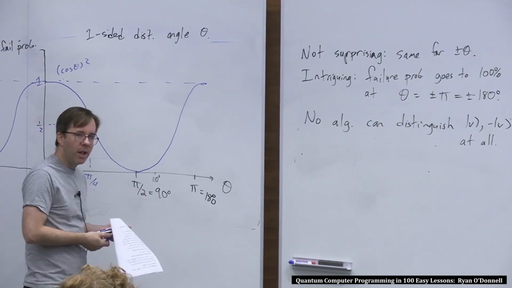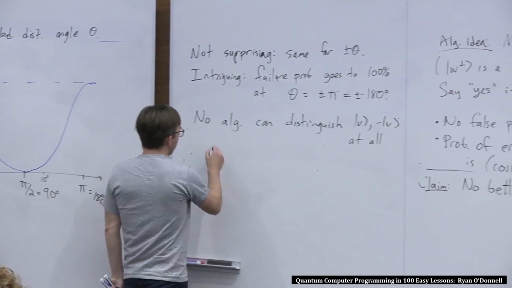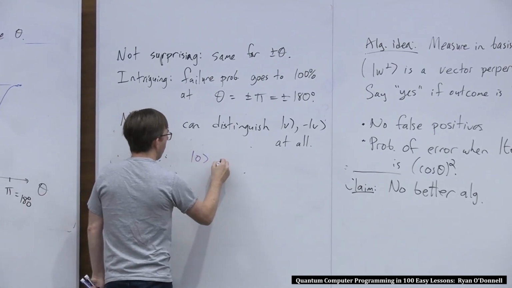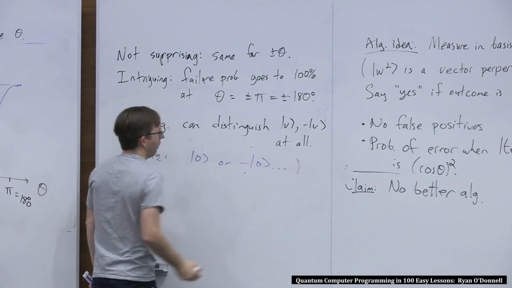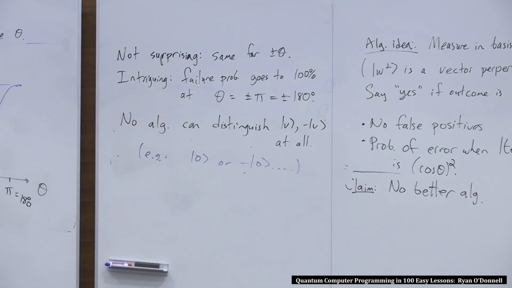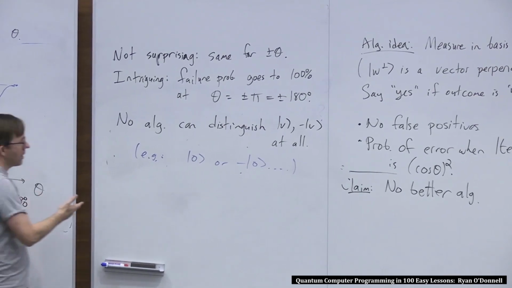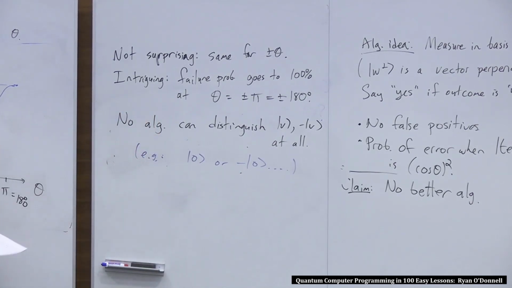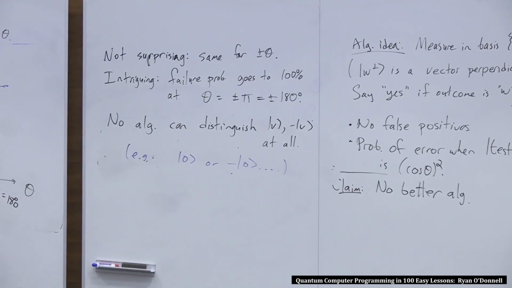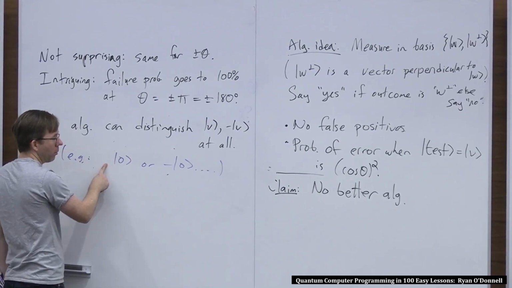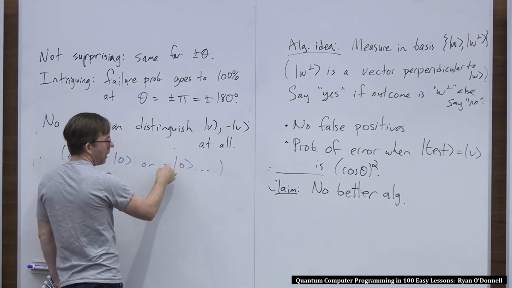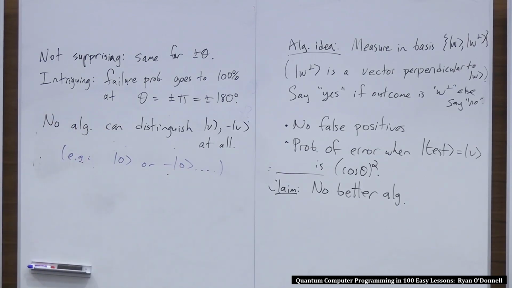But no, not right. For example, if I give you ket 0 or minus ket 0, there's nothing you can do. You're really screwed. Maybe now you see that it's kind of believable. Let's say I give you ket 0 or minus ket 0. You could measure. But in this case, you see outcome 0 with probability 1 squared, which is 1. In this case, you see outcome 0 with probability negative 1 squared, which is also 1. So you don't tell any difference between these two cases. In fact, this is going to sound a little bit weird, but these are the same state.